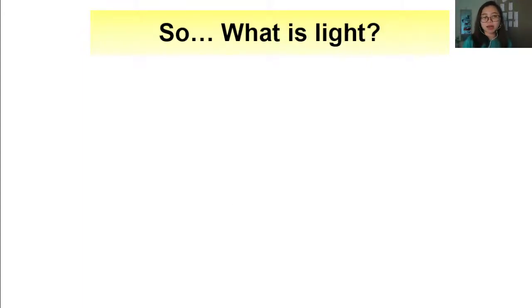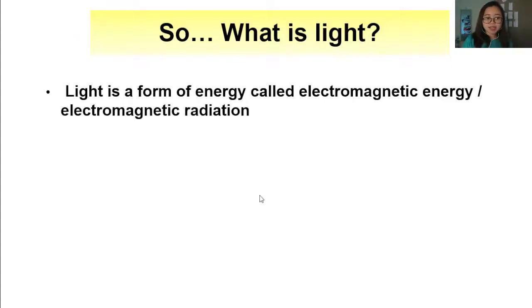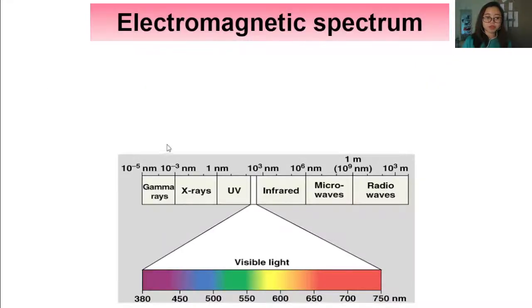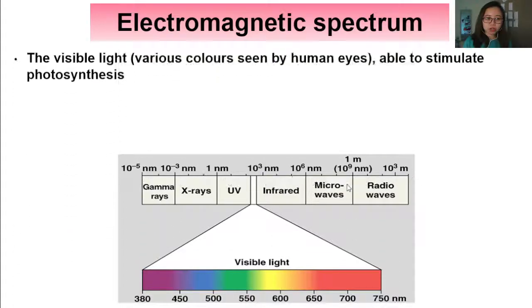So apa tu cahaya? Apa yang kena serap oleh photosynthetic pigments? Light, in case you forget, is a form of energy that is called electromagnetic energy or electromagnetic radiation. Okay, it's a form of energy. The entire range of electromagnetic radiation is the electromagnetic spectrum. So this is what I'm sure you've seen in your science classes and even in your physics classes before this. This is the electromagnetic spectrum.